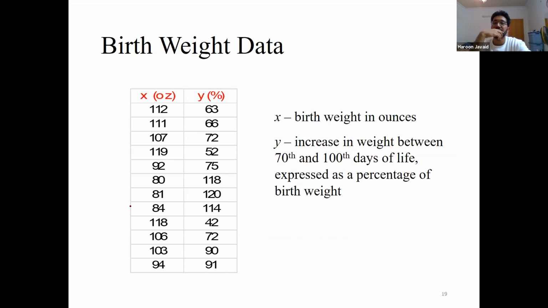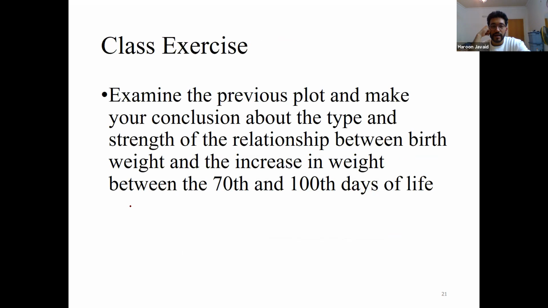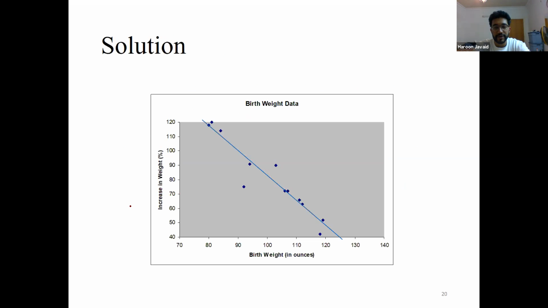Okay, this is an example that they want you to do. Don't get into this. This is what they plotted, and then they drew the line of best fit, which you can see. Examine the previous plot and make a conclusion about the type and strength of the relationship. So basically, what do you see? Is it positive or negative?